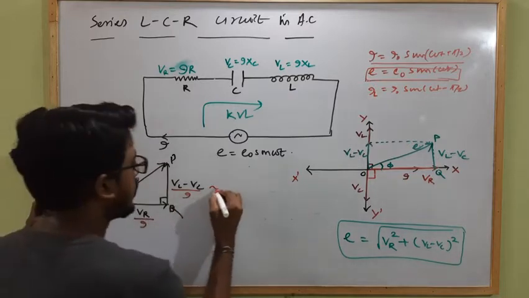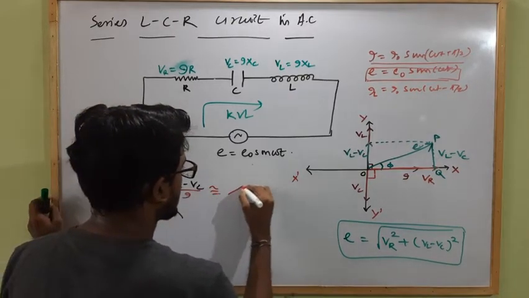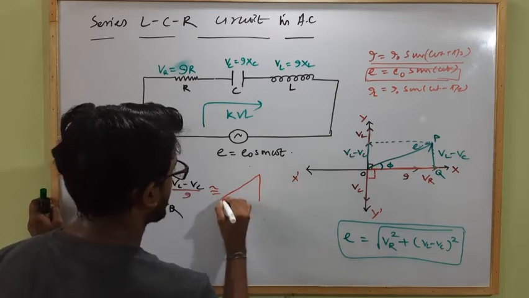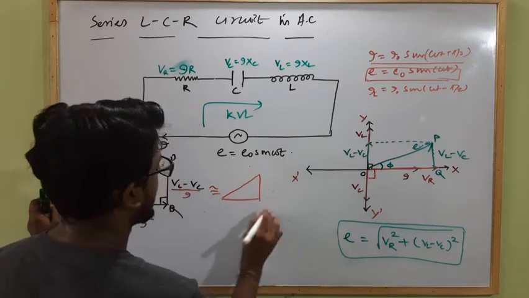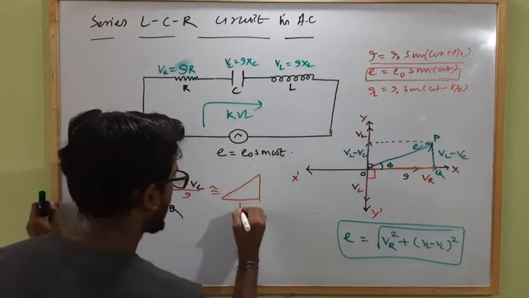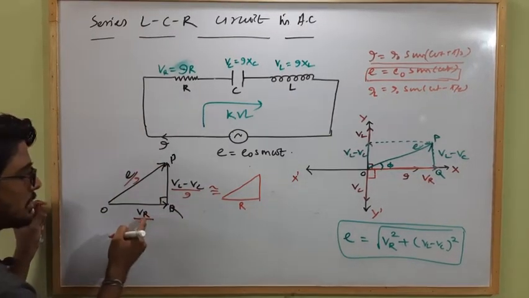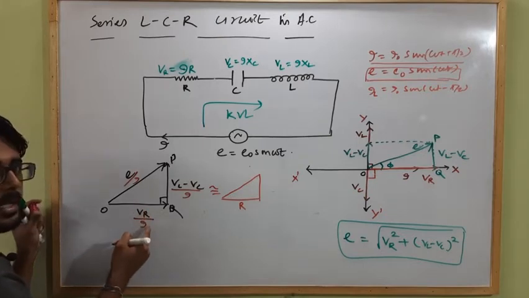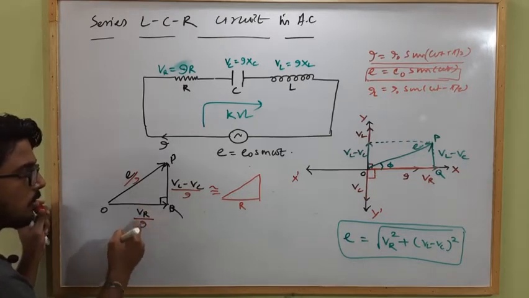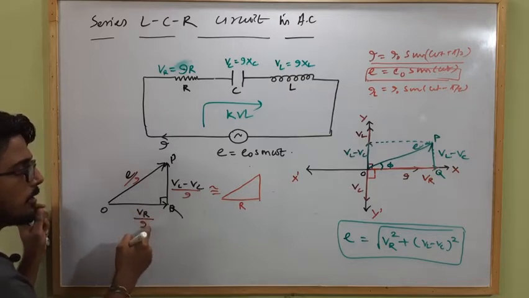Then it will equivalently become like this. The shape remains the same but the size will be reduced by I times. So VR by I will become how much? R, because resistance equals V by I according to Ohm's law. So this is the potential difference across the resistor and this is the current flowing through it.